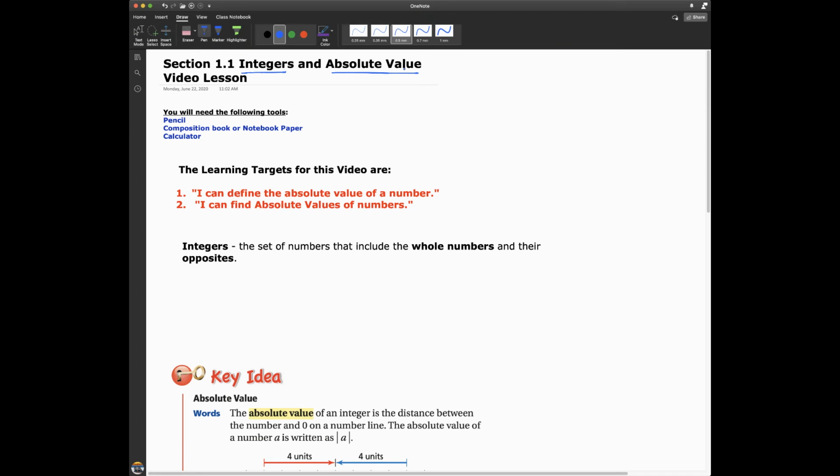So the learning targets for this video are, at the end of this, hopefully you can say, I can define the absolute value of a number. The numbers we're going to talk about today are integers. And you can find the absolute values of numbers.